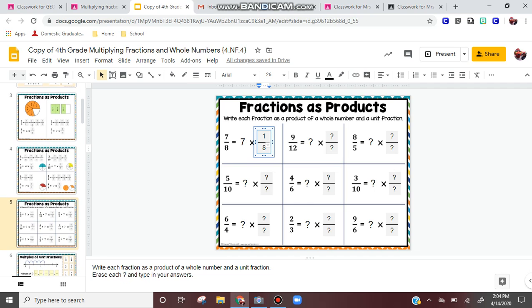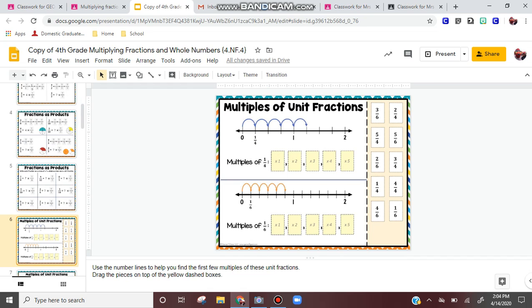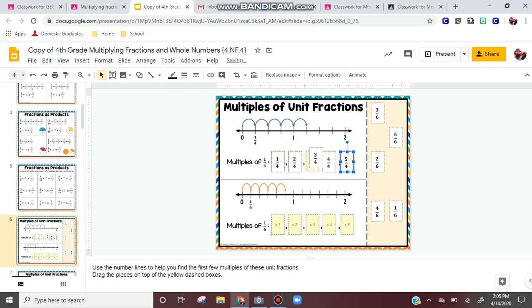It's 5, 6, so the multiples of 1/4, so 1/4 times 1, which would be 1/4. You would drag and move it. 1/4 times 2, so 1 times 2 is 2, so it would be 2/4. 2/4 times 3, so 2 times 3, 6/4. Oh, we're just multiplying it, but okay. Then it'd be 3/4, and then 4/4, and then 5/4.